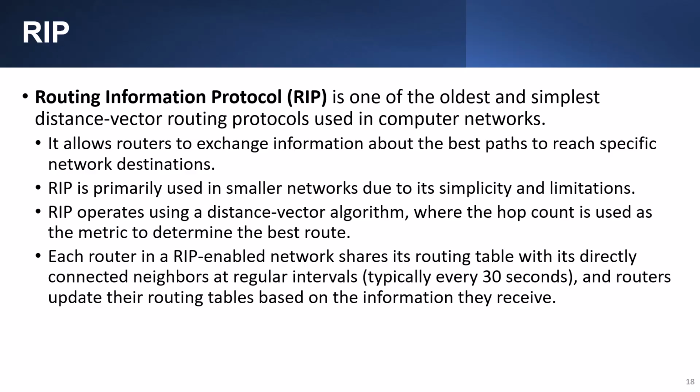RIP operates using a distance vector algorithm where the hop count is used as the metric to determine the best route. Each router in a RIP-enabled network shares its routing table with its directly connected neighbors at regular intervals, typically every 30 seconds, and routers update their routing tables based on the information they receive.